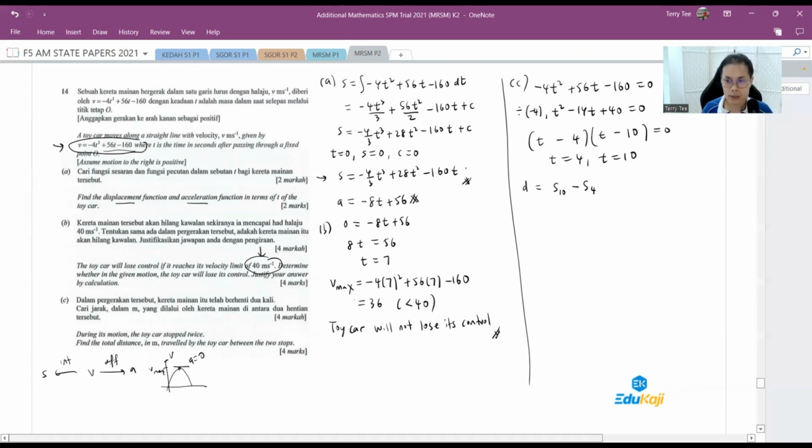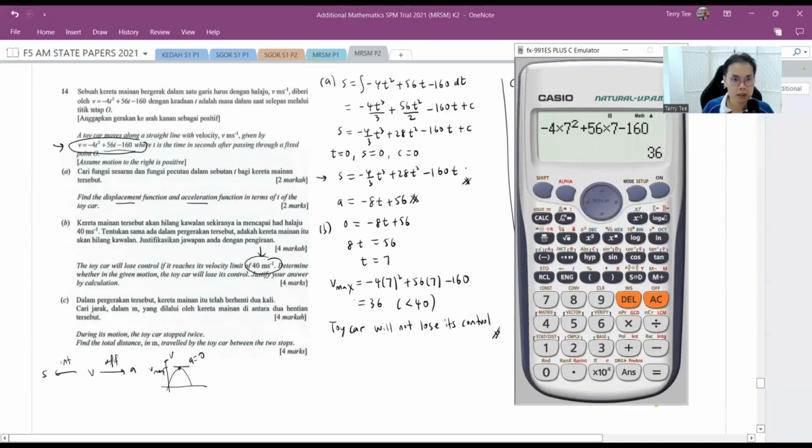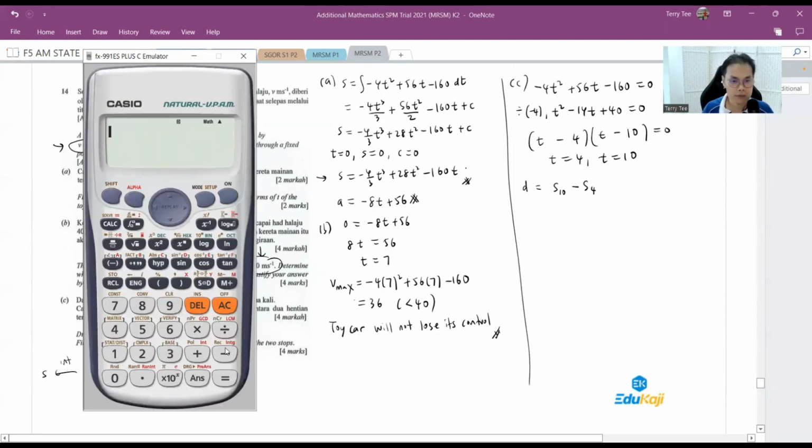Okay, so I'm going to type in my calculator. I'm going to type in the function here, negative 4 over 3 alpha x cubed, plus 28 alpha x squared, then minus 160 alpha x. Okay, use the calculate button. Let's start with 10. I put 10. I should get this value.